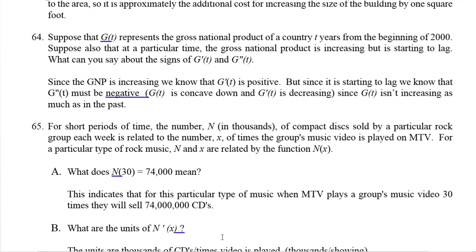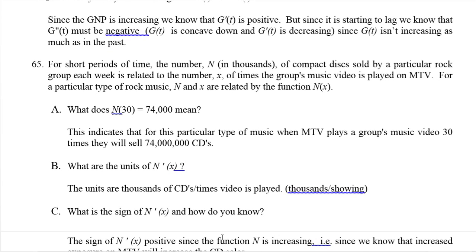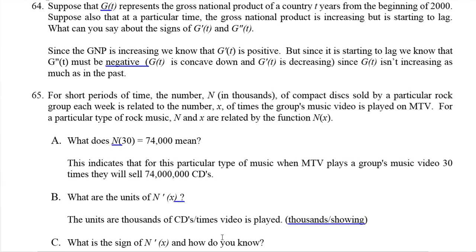What are the units of n prime of x? Well, the units of n prime, the units of the derivative, are always the units of the output of the original function divided by the units of the input. So it's the units of n divided by units of x. So that's thousands of CDs per number of video plays. Thousands per showing.